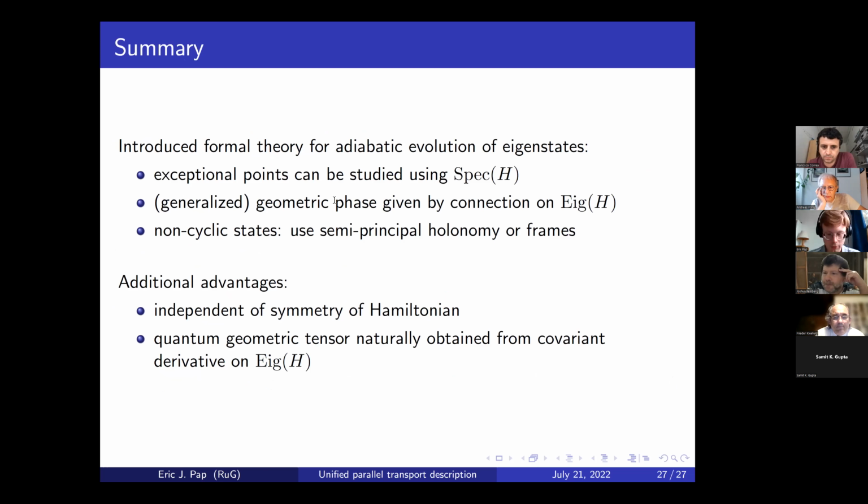No, sorry. I think there's a subtle thing going on here. Our approach is independent of the symmetry of the Hamiltonian. So you get the spaces like spec h, Eig h, that's the same for everything. But if you know a symmetry of the Hamiltonian, then you can reduce the spaces. So then you will know that, for example, if the Hamiltonian is always Hermitian, then you can show that spec h is trivial. And then you know that there will be no exceptional points, etc. Okay, thank you.